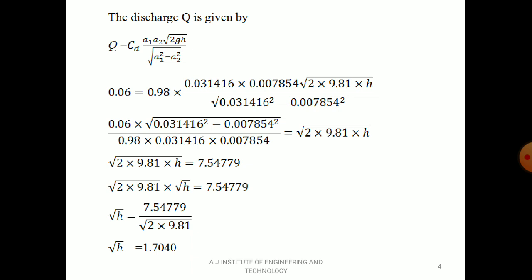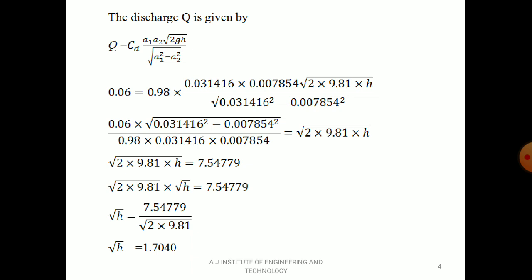Just make a rearrangement in order to get the value of h. So that is equal to square root of 2 into 9.81 into h. Simplifying the other side, we get 7.54779. We can split up the terms here: square root of 2 into 9.81 into h as square root of 2 into 9.81 into square root of h. So that is equal to 7.54779.